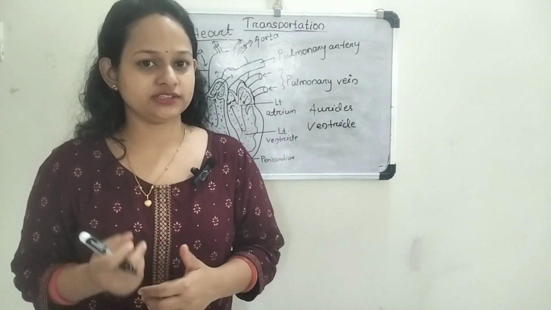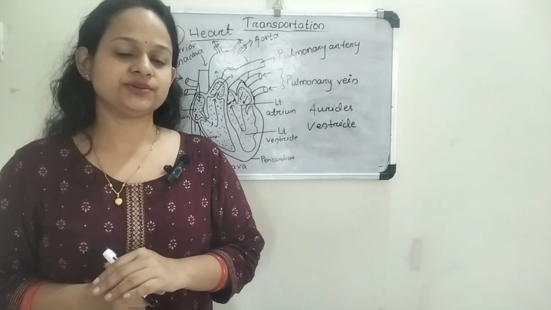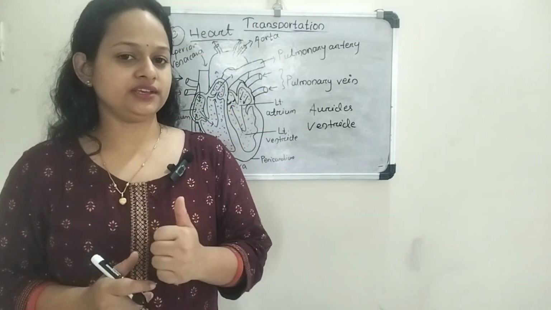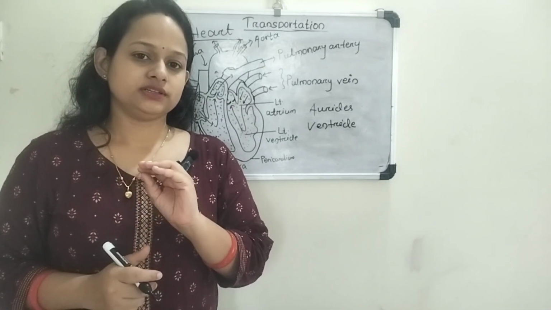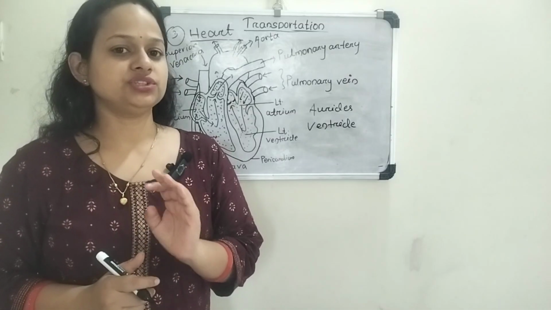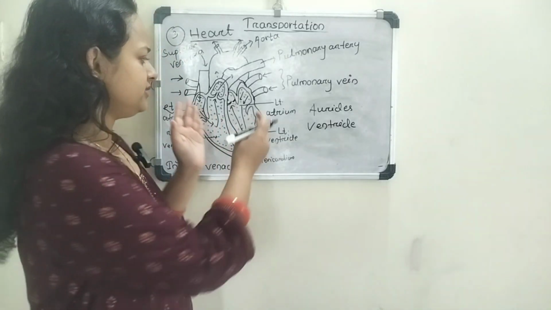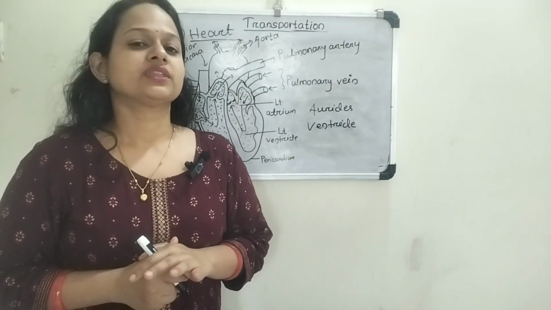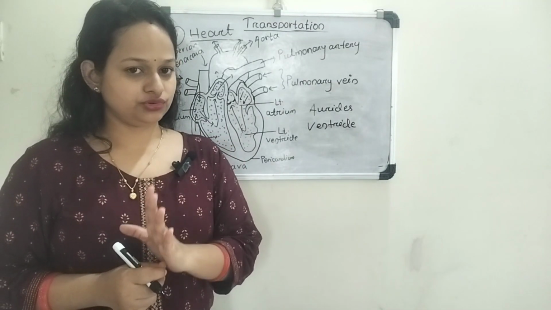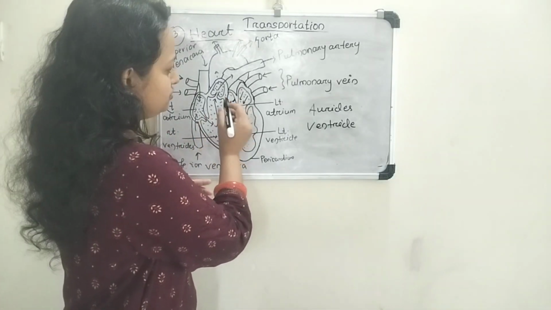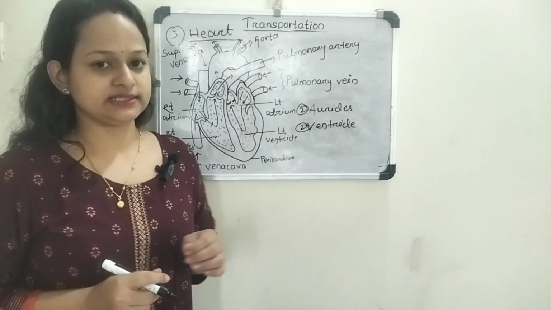Then we come to the third part, the pumping organ, that is the heart. The heart looks like a fist-like structure from the outside, and weighs about 300 grams. Its length is about 12 cm and its width is 9 cm. The heart is four-chambered in humans, with two auricles and two ventricles.